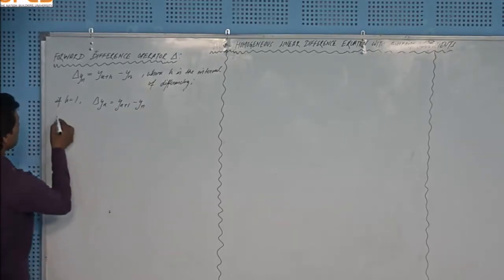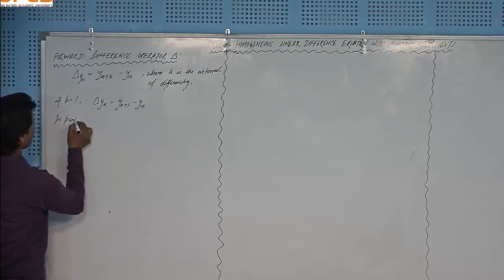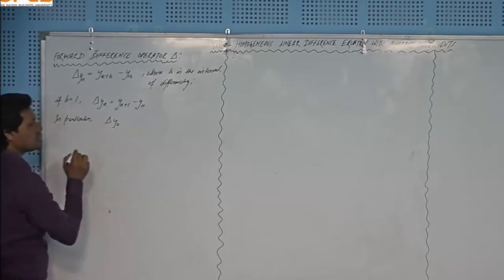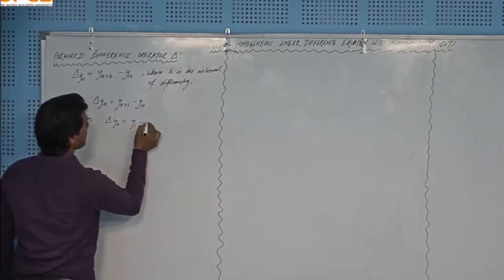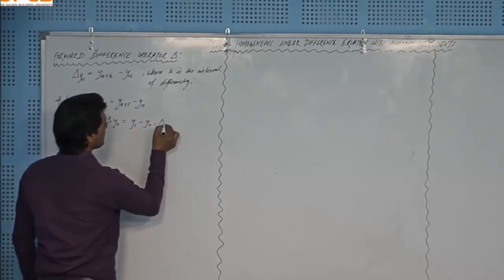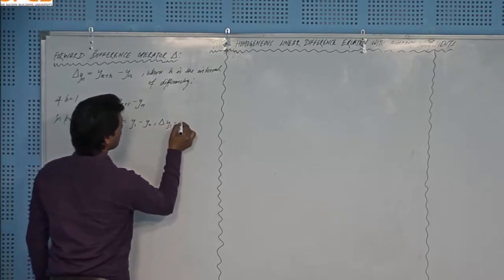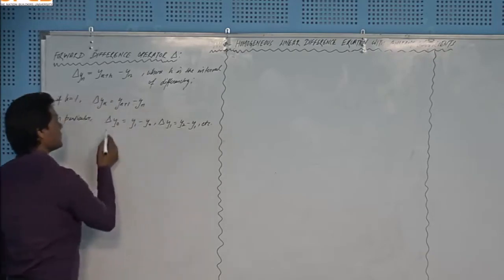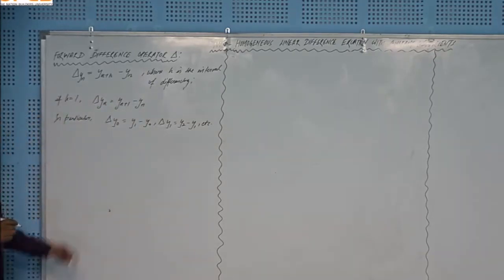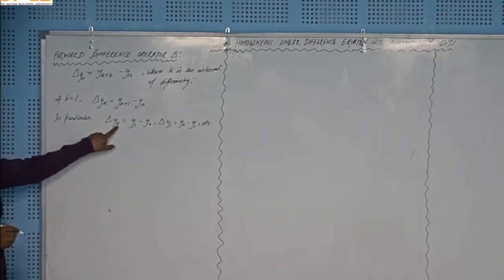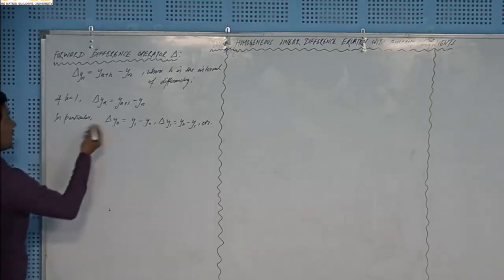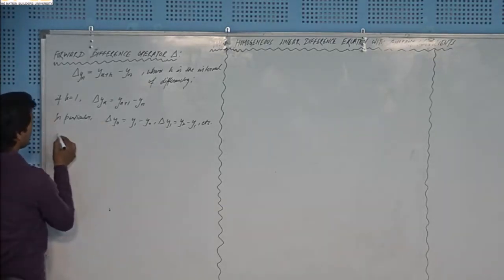In particular, if I find delta of y0, that will be equal to y1 minus y0. If I apply delta to y1, that will be equal to y2 minus y1, etc. So delta is an operator which operates on a discrete numeric function Yn. And one more thing, I should define the higher order difference also.